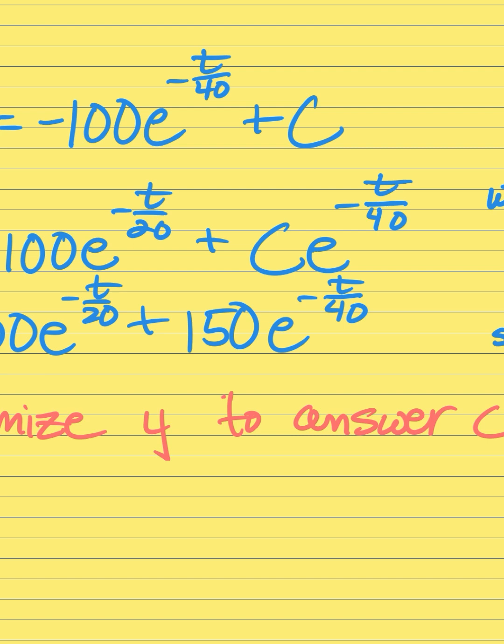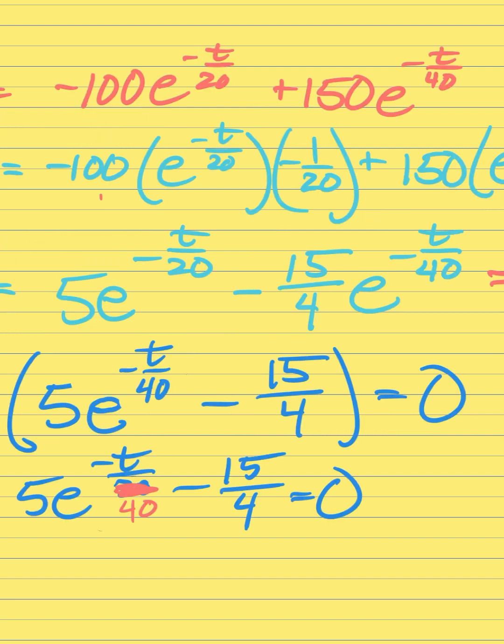And so I'm going to find the derivative of Y. So there we go. There's the derivative of Y, and you can follow the chain rule where I differentiated each of these exponential functions. There is the derivative. I want to set it equal to 0 and solve in order to find the critical points.